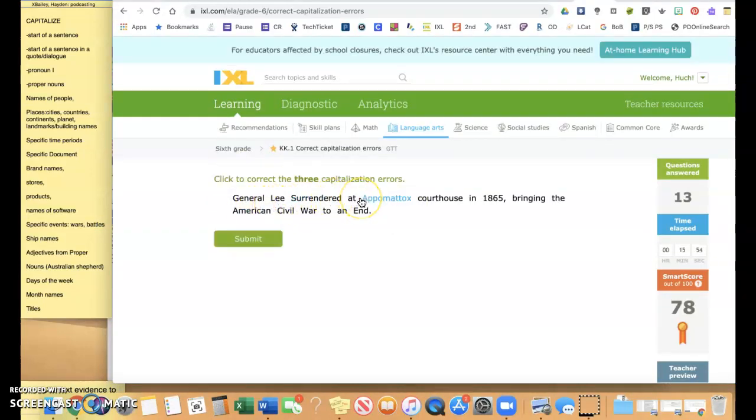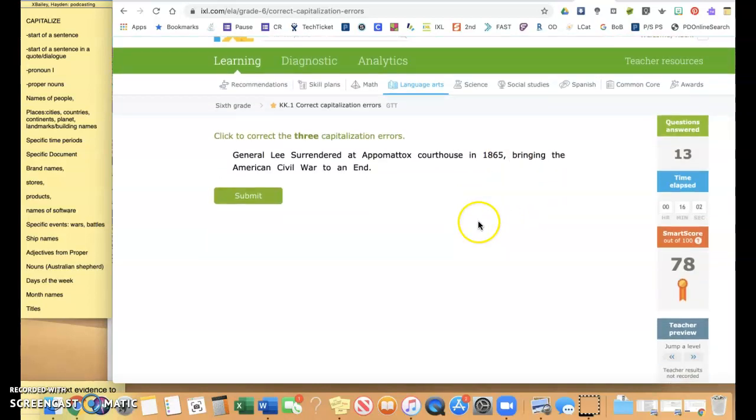General Lee surrendered at Appomattox Courthouse in 1865, bringing the American Civil War to an end. So General Lee is capitalized. That's good. That's his title and his name. Surrendered shouldn't be capitalized. At Appomattox, good, capitalized because it's the name of a city. I believe courthouse is capitalized because it's the Appomattox Courthouse, so it's the name of the building. In 1865, bringing the American Civil War, that should be capitalized because it's the specific name of the war. We don't always call it the American Civil War because it's the one we think of. But in other countries, they would call it the American Civil War because it's not their country's Civil War, it's ours. End should not be capitalized.